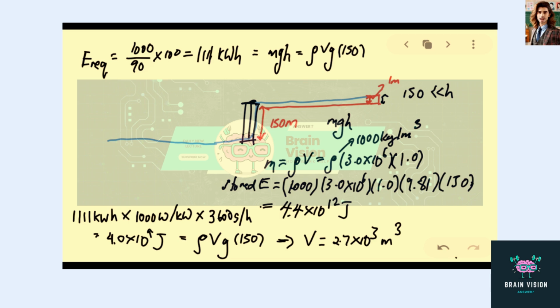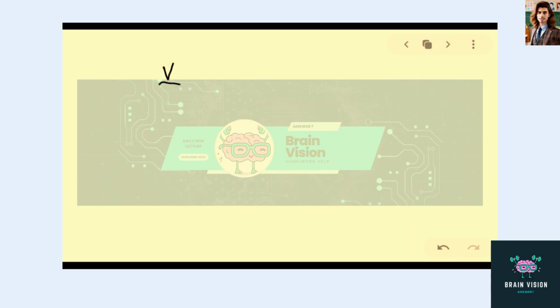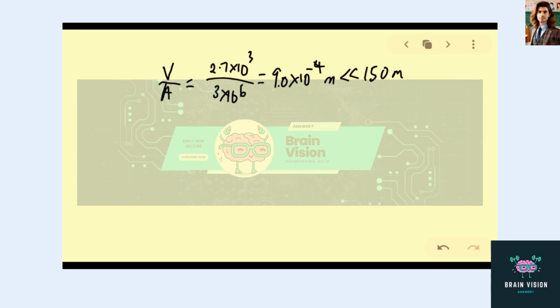And so what is the height of water that is required? What is this thickness of water? We just take V divided by the surface area, which is 3 times 10 to the power of 6. And we should get 9 times 10 to the power minus 4 meters. And this is a very small number, much smaller than 150 meters, the distance, and so this assumption is a very good approximation.